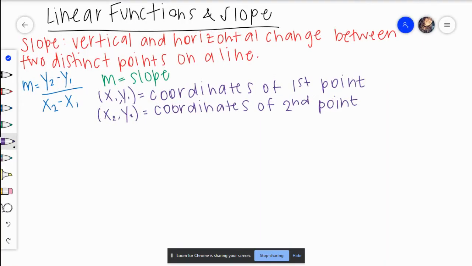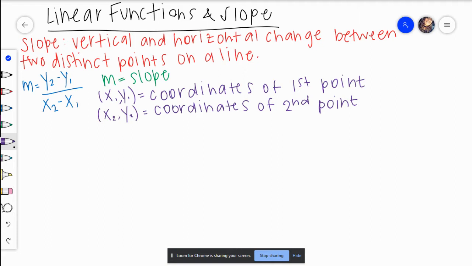Hey y'all, we are going to do linear functions and slope. I went ahead and wrote the definition for our slope, did the formula, and then identified a few parts of the formula. Our slope is a vertical and horizontal change between two distinct points on a line.